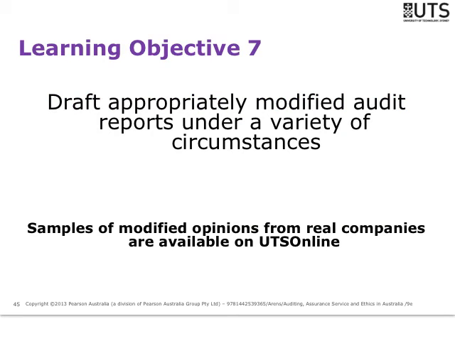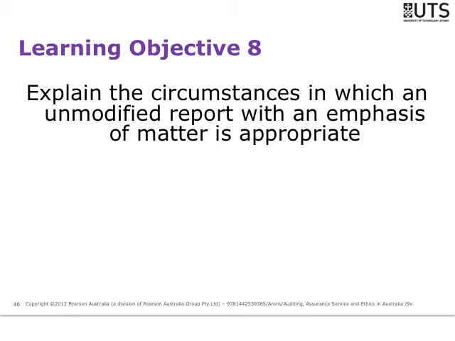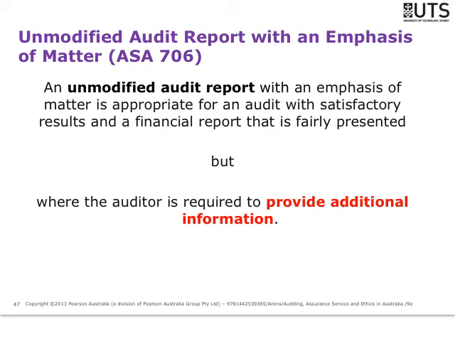Okay, learning objective 7 is to look at modified audit reports under a variety of circumstances. You'll find this on UTS online for real companies, so I won't talk too much about that. Learning objective 8 is to focus on when an emphasis of matter is appropriate. So when do we need to draw attention to certain disclosures in the financial statements? An unmodified audit report with an emphasis of matter is appropriate when an audit with satisfactory results is fairly presented, but we want to draw attention or provide additional information.